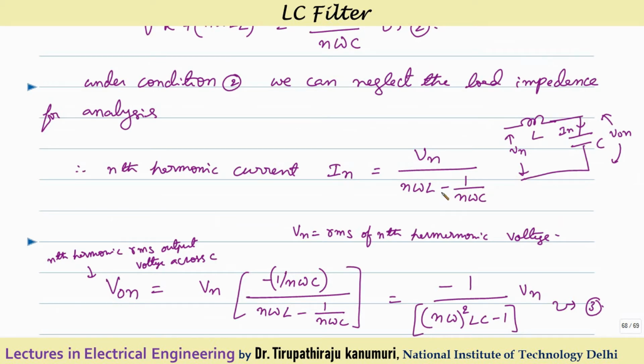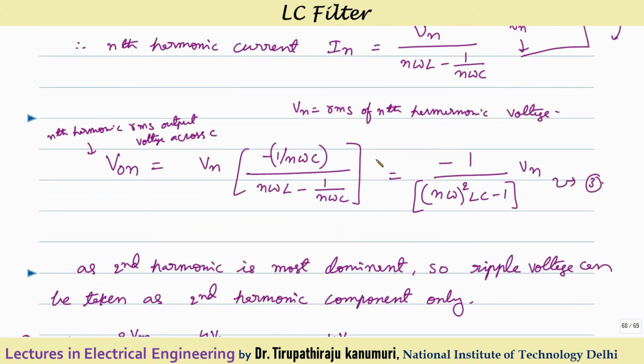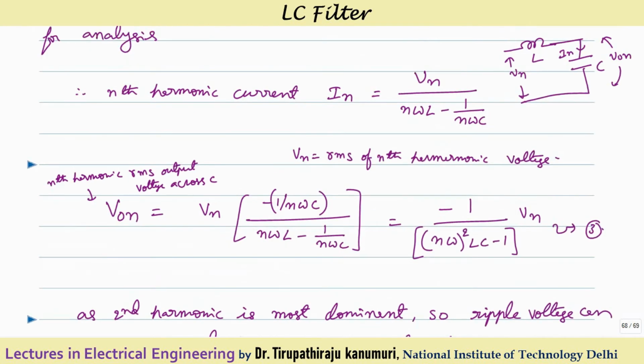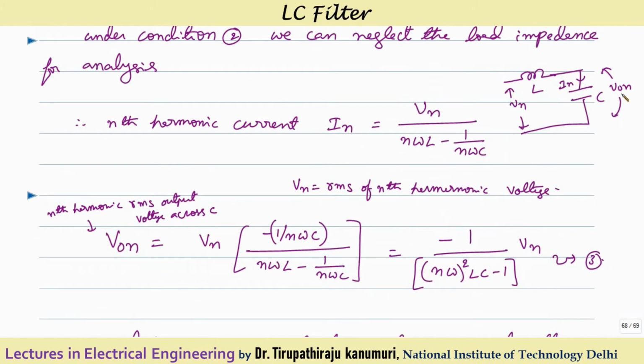I have not taken the angle, because j also will be there, because this current will be lagging by an appropriate angle. That means 90 degrees if XL is greater than XC, and it will lead by 90 degrees if XL is less than XC. It depends on that. So now where this Vn is the RMS value of the nth harmonic component of my voltage that is coming from your rectifier. So from this nth harmonic component of the RMS voltage, that means VON.